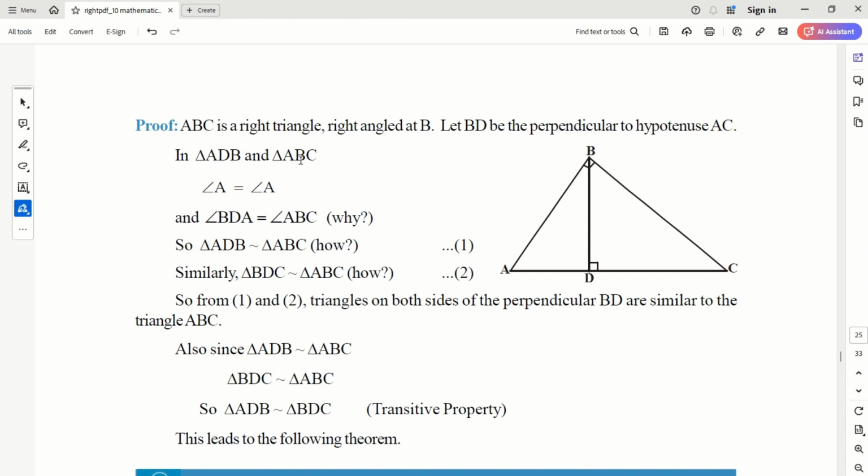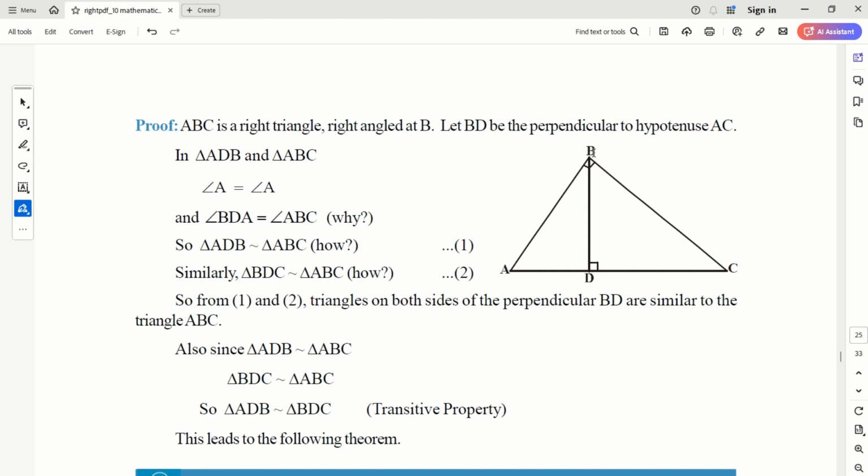So in triangles ADB and ABC, take first ADB and the main triangle, that is ABC. Angle A is common and angle BDA equals angle ABC, because both are 90 degrees, right angle triangles. Which means from the angle rule, you can call them similar triangles, ADB and ABC. So this is our first one.